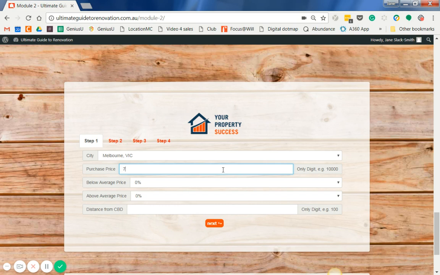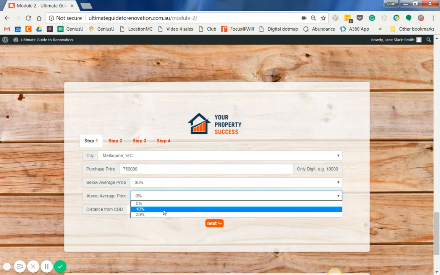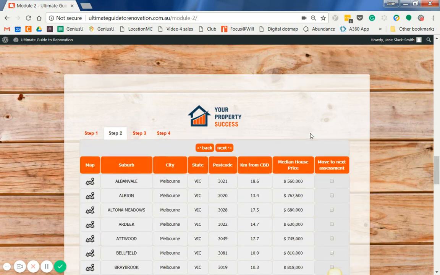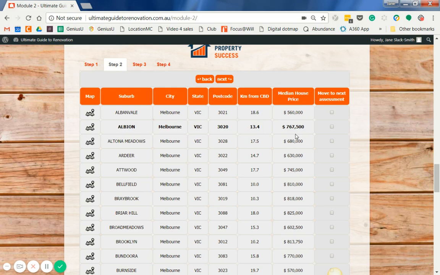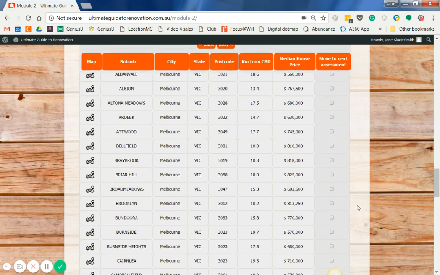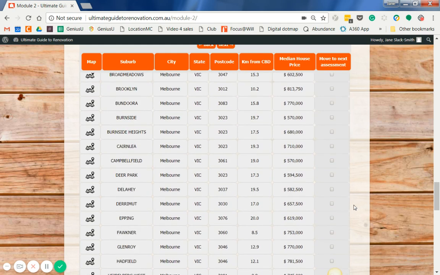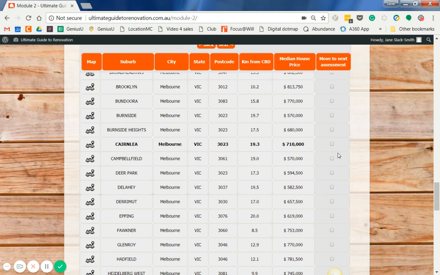So let's just put in a price point here, like 750,000. We're very happy to go 30% below that. Maybe you're a good negotiator, 10% above, and a 20-kilometre CBD distance. So what comes up here is all of the suburbs with the information that comes through from SQM Research every month, all of the suburbs and their median price point for houses in these areas. So you can get a feel for the distance and the price points for these areas.